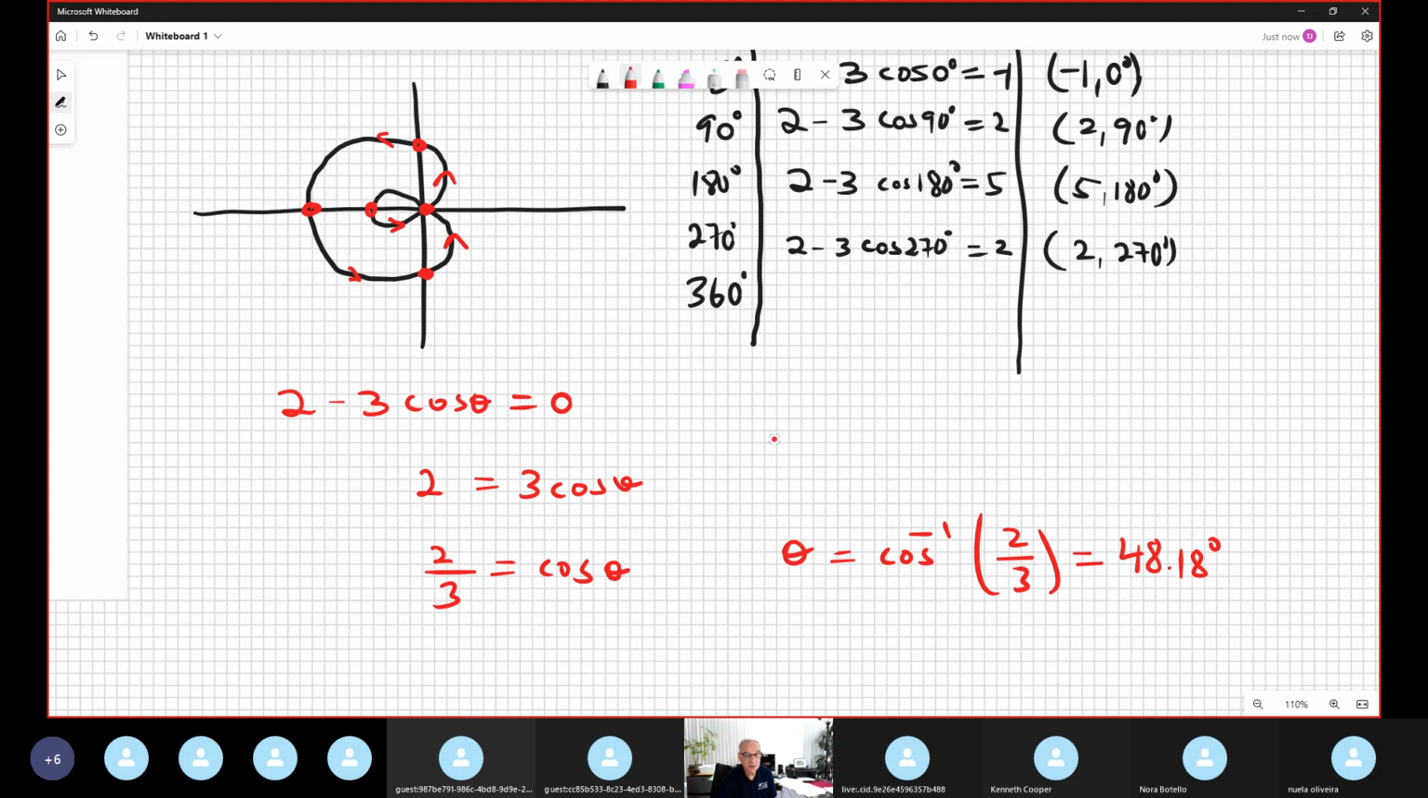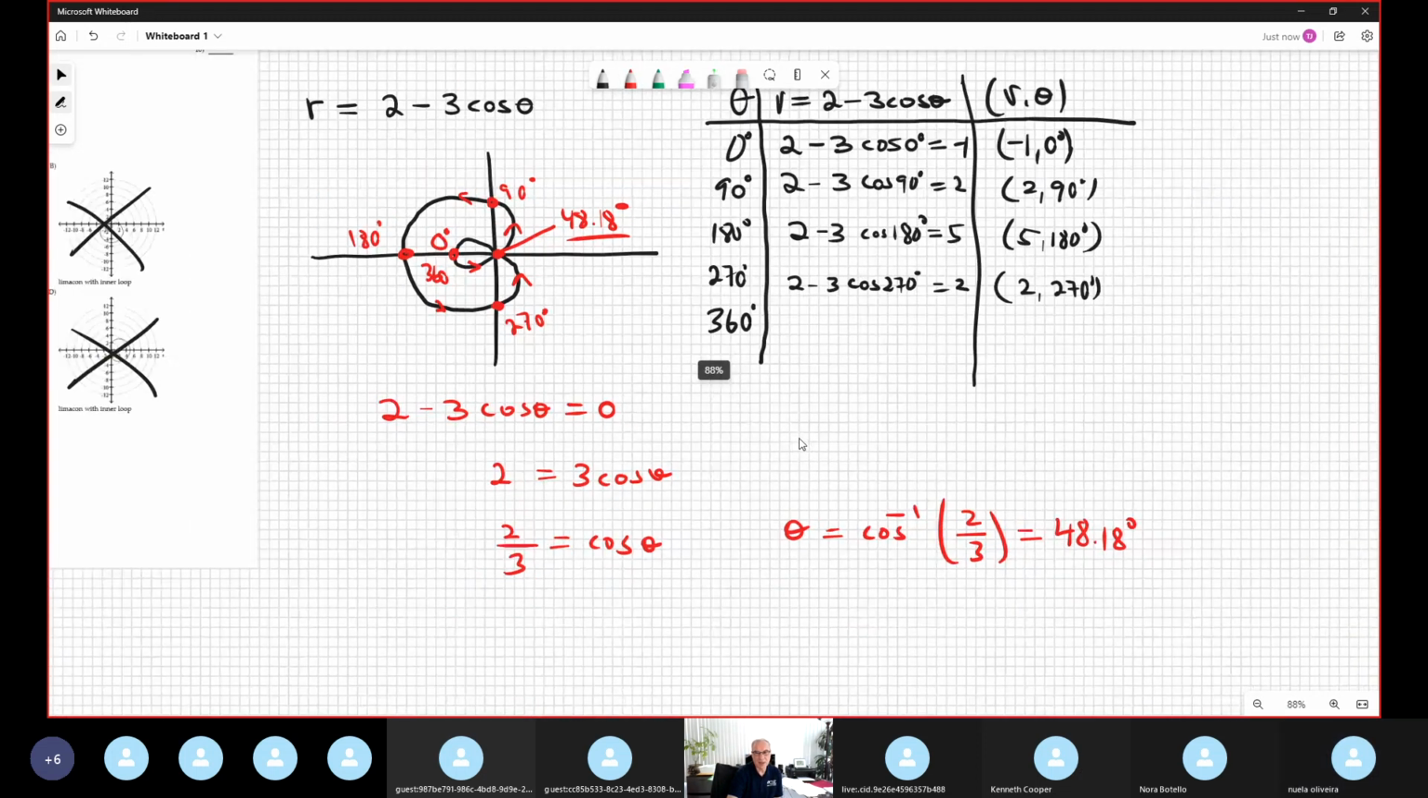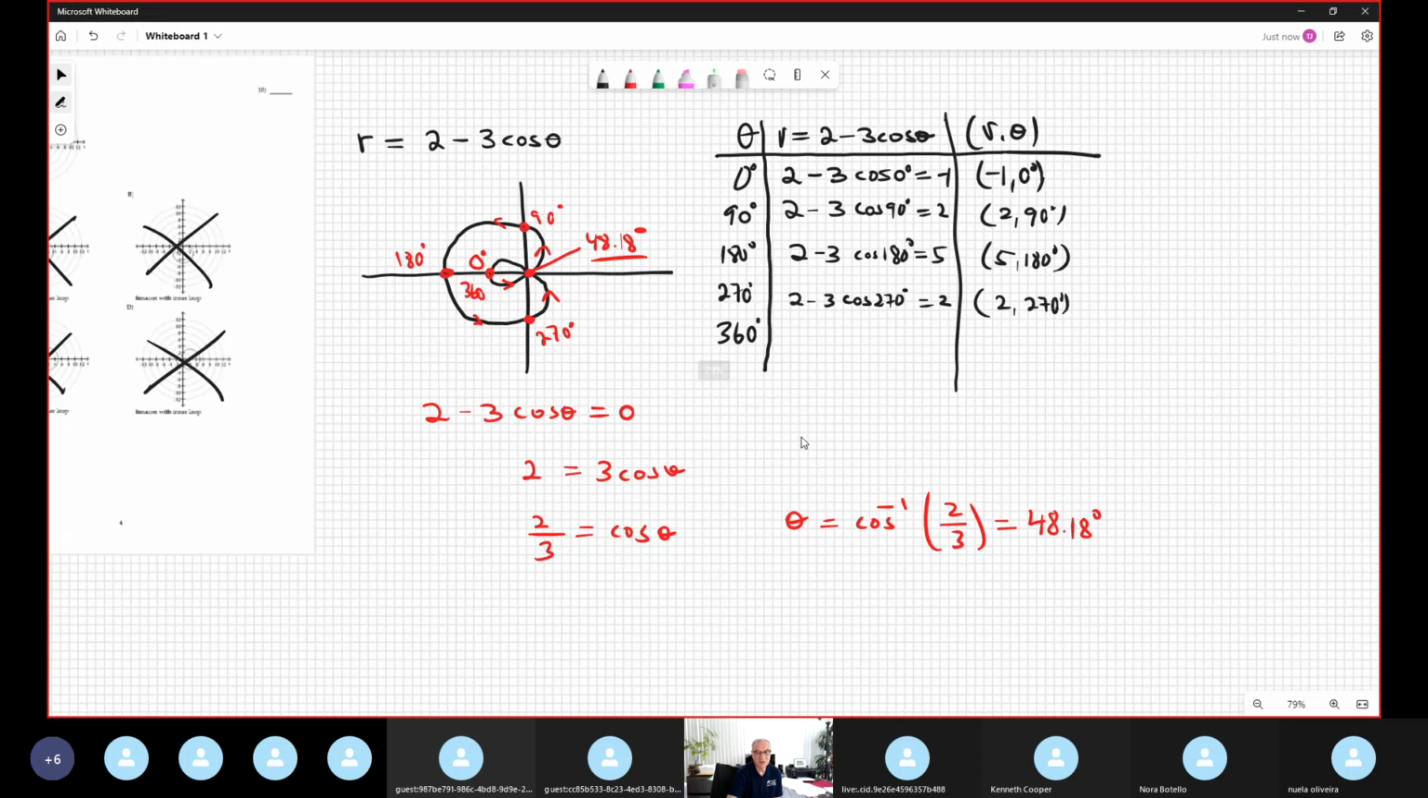Do you understand the trajectory? 0, 90, 180, 270, and 360 come back to this. And I discovered that this angle is 48.18 degree. Right? Right, Professor. Excellent. You know trigonometry to understand this.